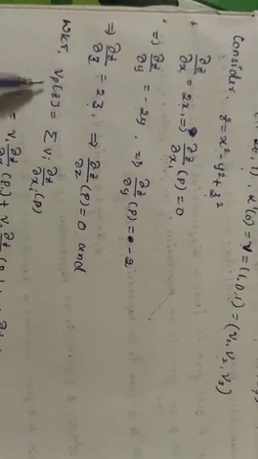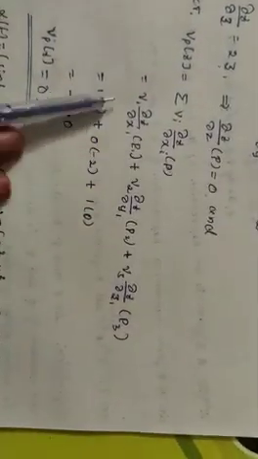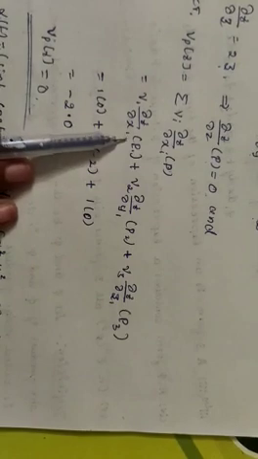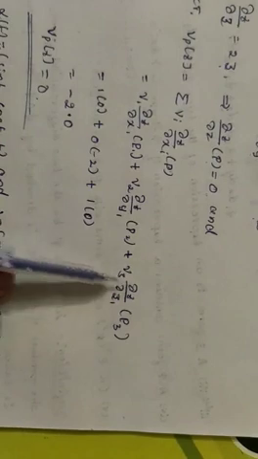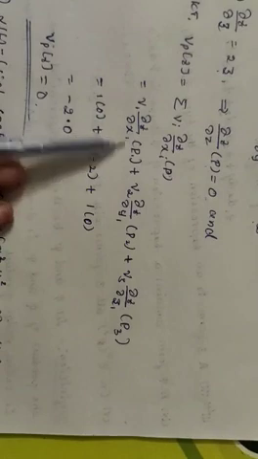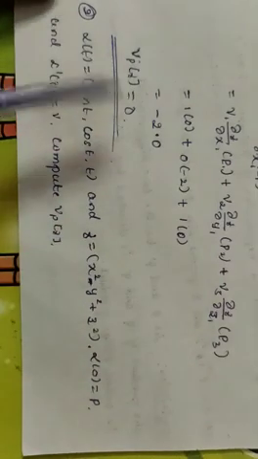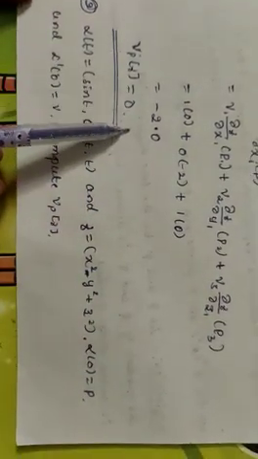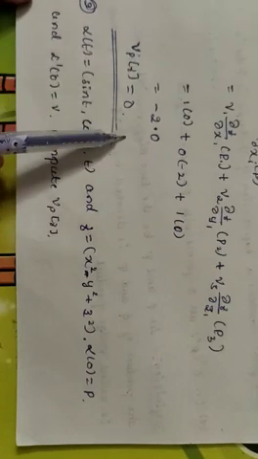So we know that v_p of f is equal to the summation. Now we expand this summation: we get v1 into del f by del x1 of p1, plus v2 into del f by del x2 of p2, plus v3 into del f by del x3 of p3. We already know the values of del f by del x1, del f by del x2, del f by del x3 and v1, v2, v3. Substituting all these values, finally we get v_p of f is equal to minus 2 into 0, that is 0. Therefore v_p of f is equal to 0.